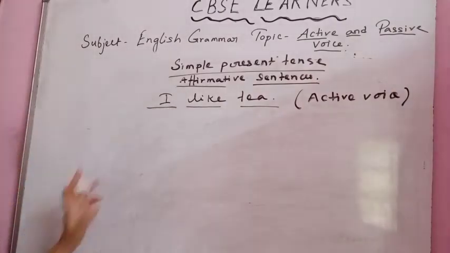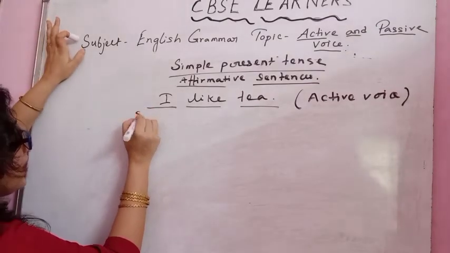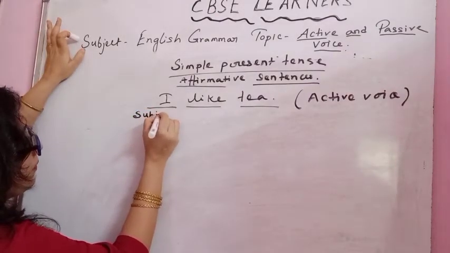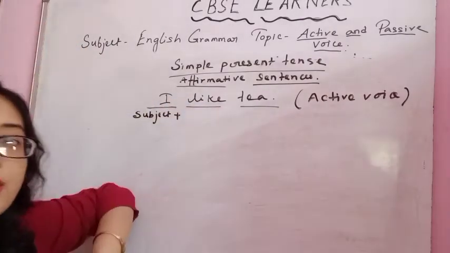Okay. Now let's construct the formula from this sentence. The most important thing is the subject plus this is the verb. Now which form of verb is this?